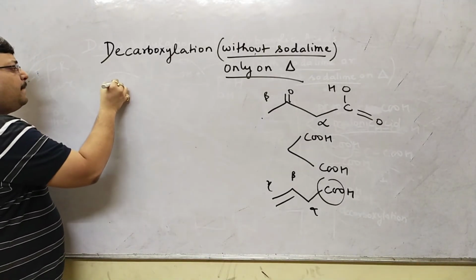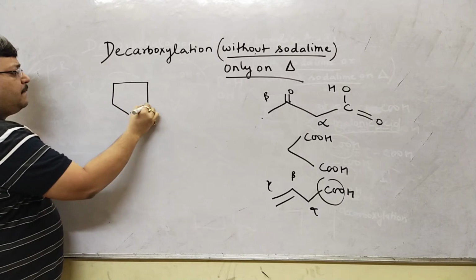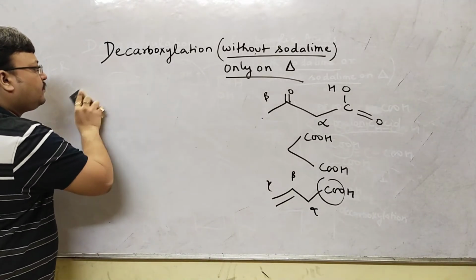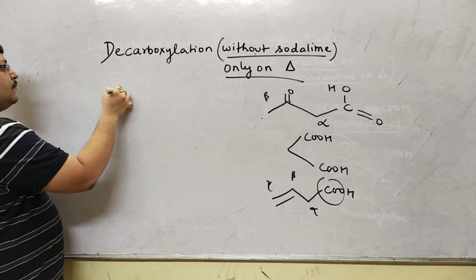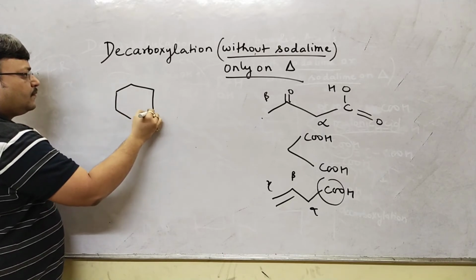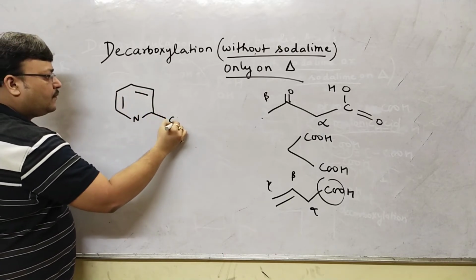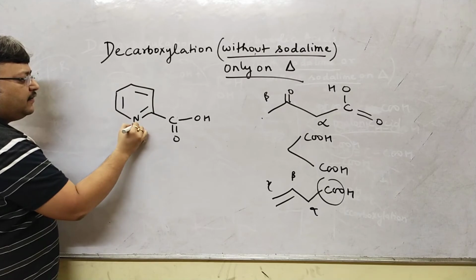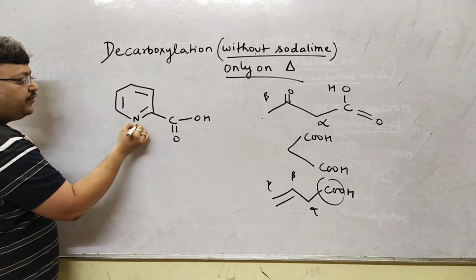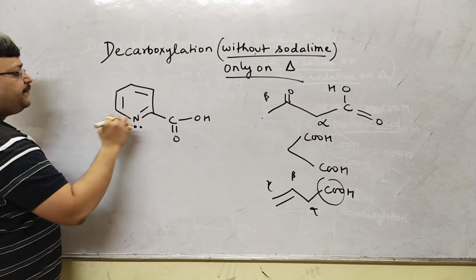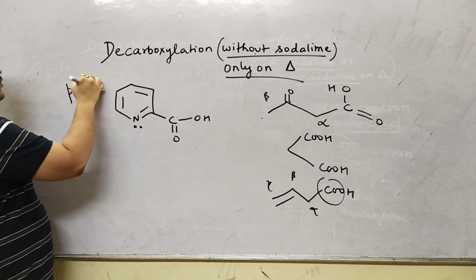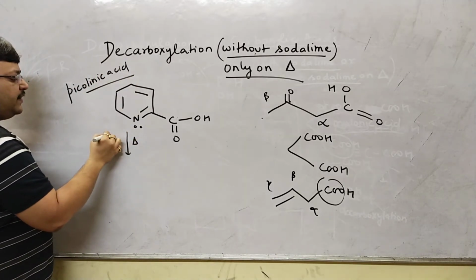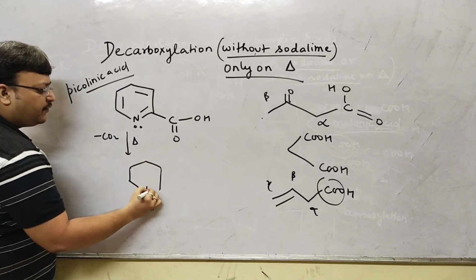You know this molecule. Next to pyridine, this lone pair is not used, mind you, this lone pair is not used. Next to pyridine, if you have COOH, now this is called picolinic acid. Picolinic acid on heating can lose carbon dioxide. I repeat, this is a new type of question.